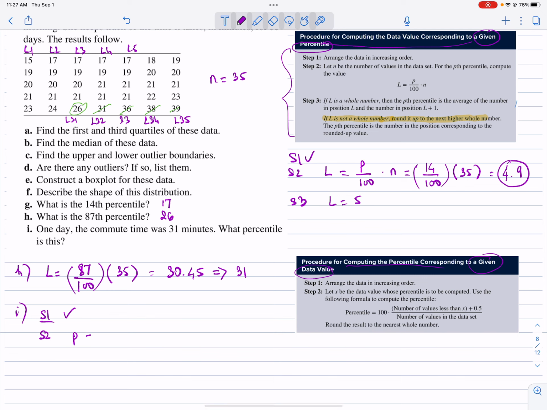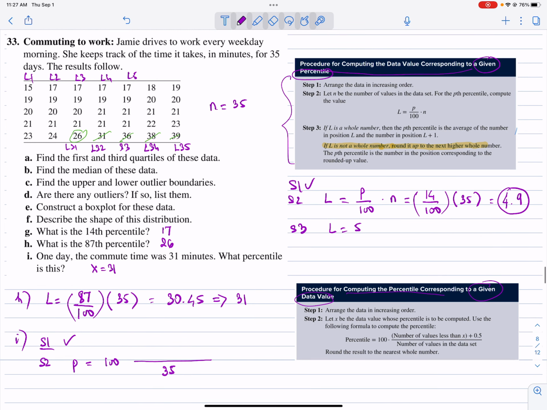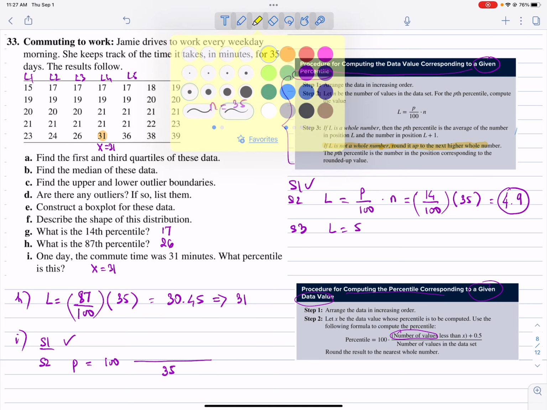So the percent equals 100 times. In the bottom is the total number, so that will be 35. On the top is the number of values less than x. What is x in our problem? It is 31. So 31 is right here. So this is x. X is 31. And we want to find the number of values that are less than x. So what are the numbers that are less than x?